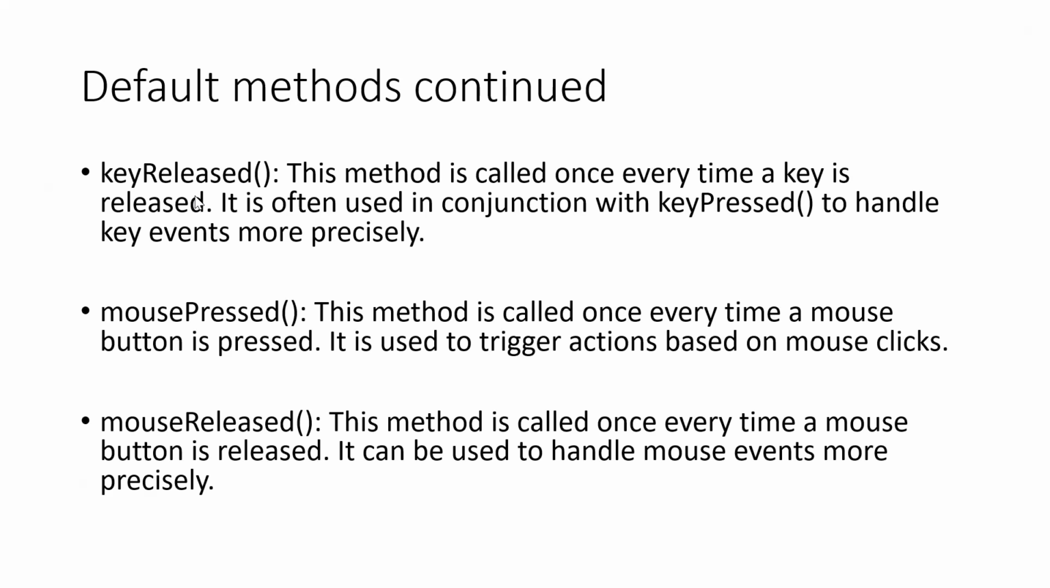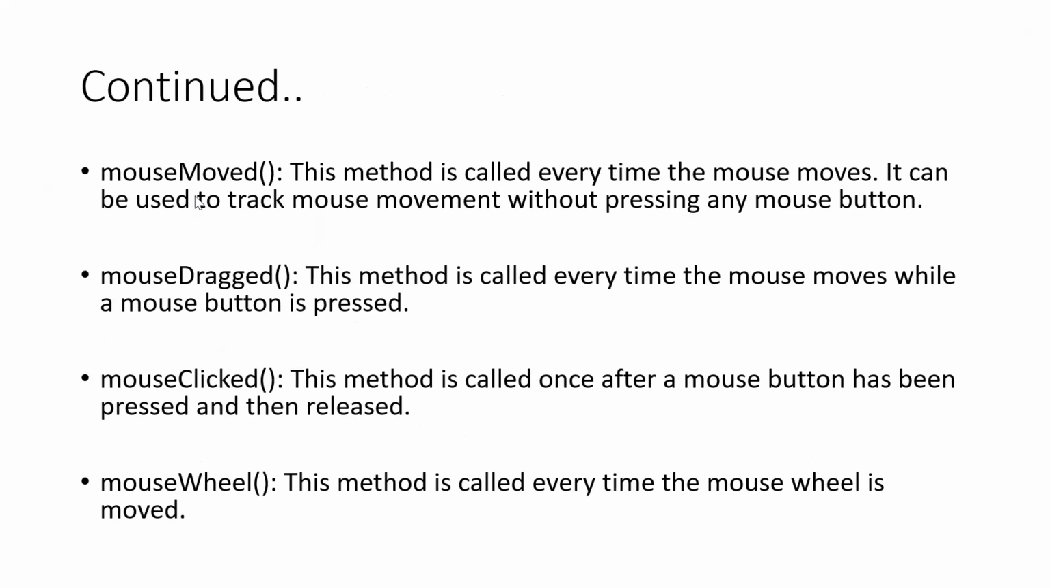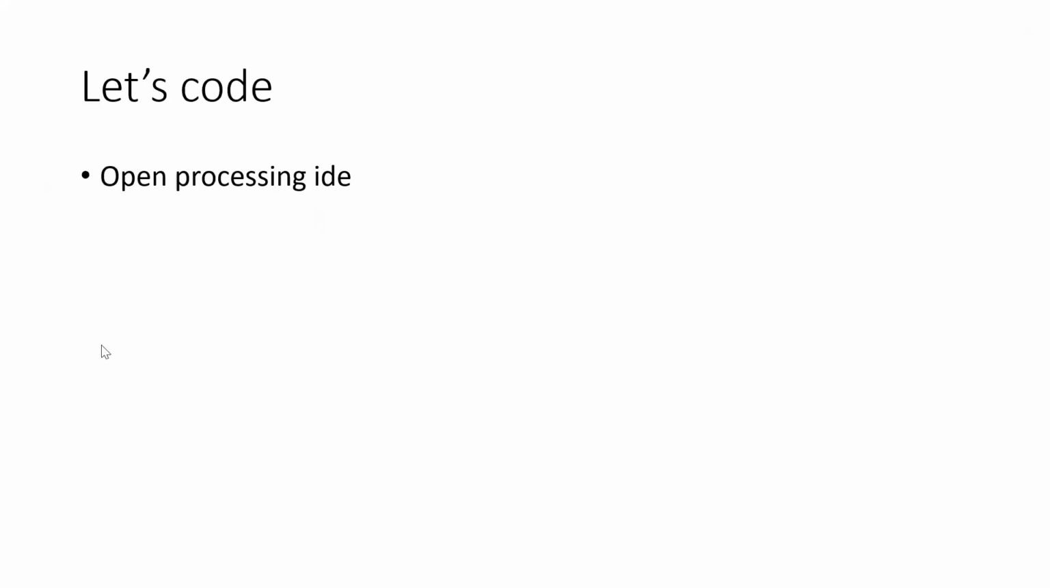Similarly, if you're doing some activity with mouse pressed, similarly there is mouse released. If you're moving your mouse, you can use the default methods mouse moved and mouse dragged. If you're dragging the mouse, you can do that. And if you're using the mouse clicked event, you can use that, or mouse wheel itself. Okay, so let us just code.